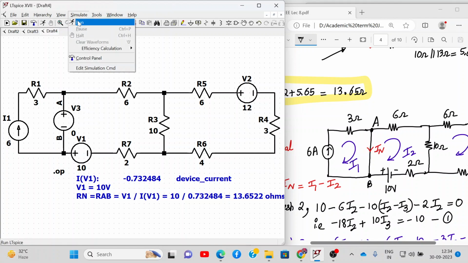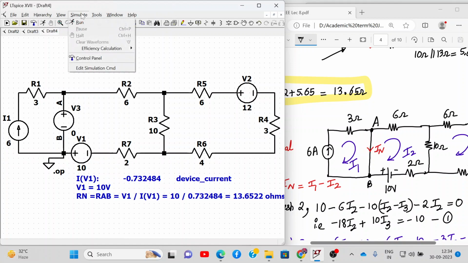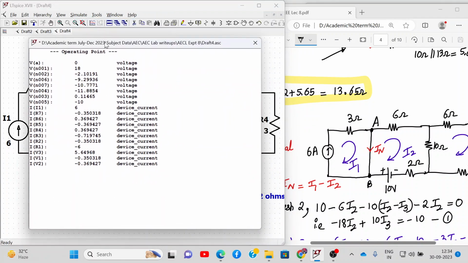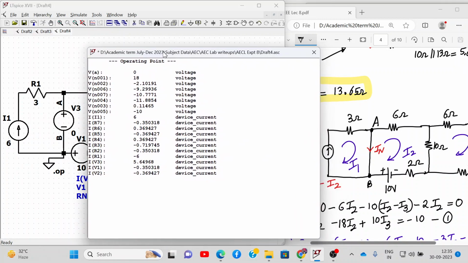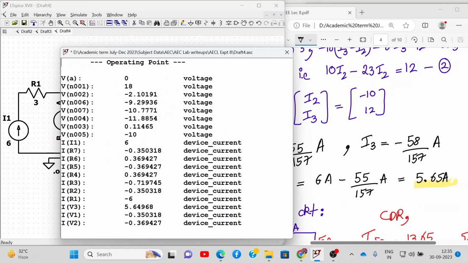So let me simulate. Okay, I need to add the ground also. So I'll add the ground over here. All right. So this is my ground. Now I need to calculate ISC. Okay. Current flowing through V3. So let us search current flowing through V3. Here it is.